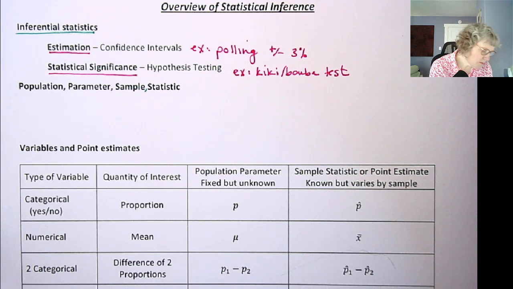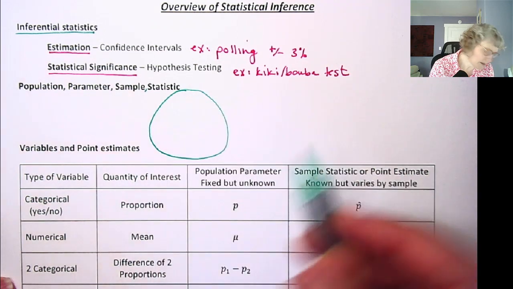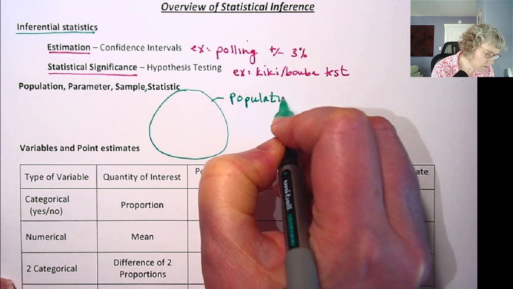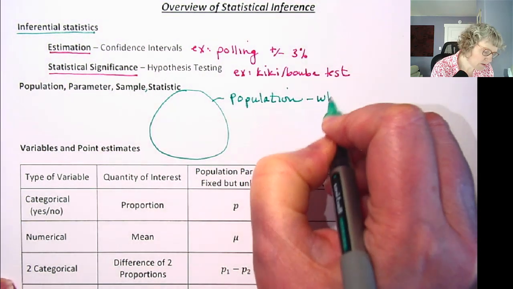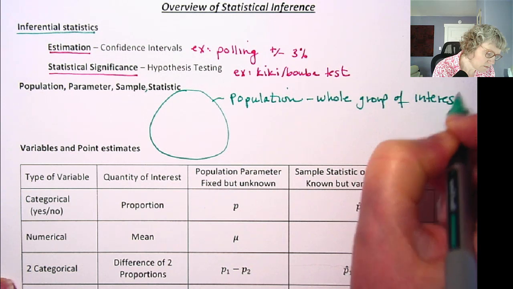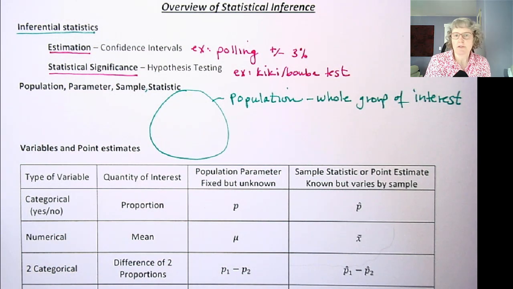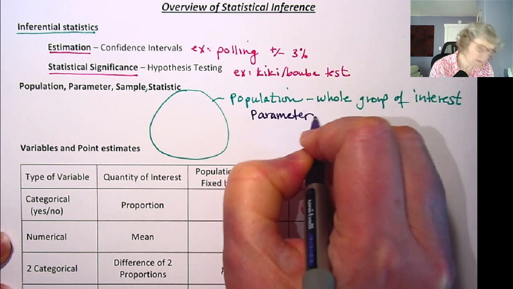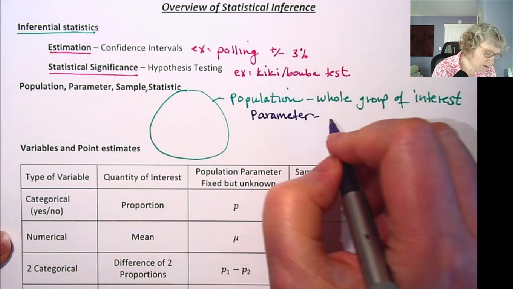Okay, so I'm going to start with the population with a big circle, as big as I can draw in here. And that represents our whole population, our whole group of interest. It could be the entire adult population of the United States, the entire population of the United States. It could be PCC students. So whatever group of interest we are studying, that's our population. And then for the population, what we want to know is called the parameter. That is the thing we want to know.